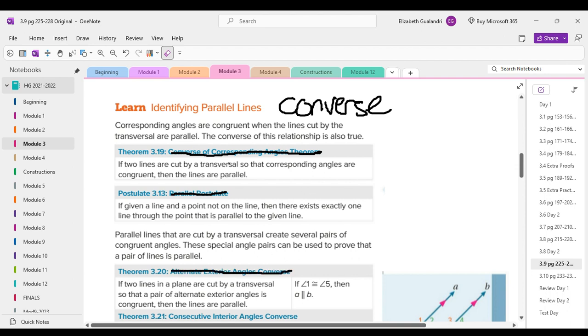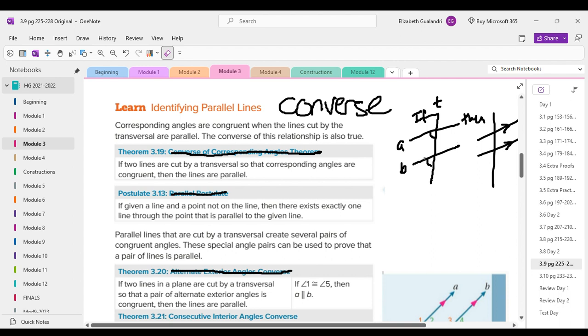You're going to see the textbook use those names, but please do not use them. I need to see the if-then statement, and I'll try to give you the easy version. This one says if two lines are cut by a transversal. Imagine two lines, line A and line B, cut by a transversal, so that corresponding angles are congruent. If we know this, then we know that lines A and B are parallel to each other. So we've reversed the if and the then.